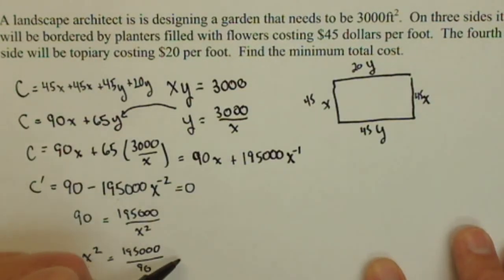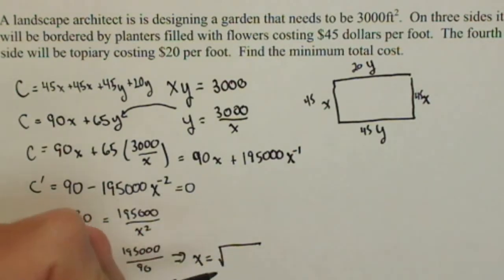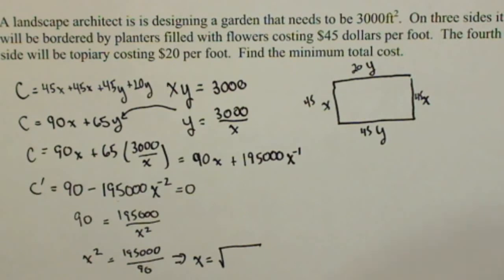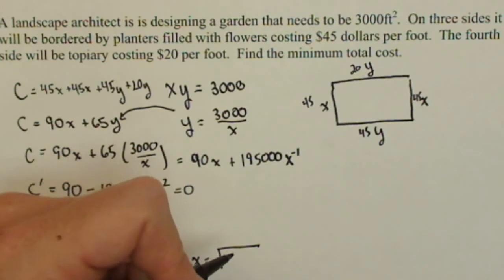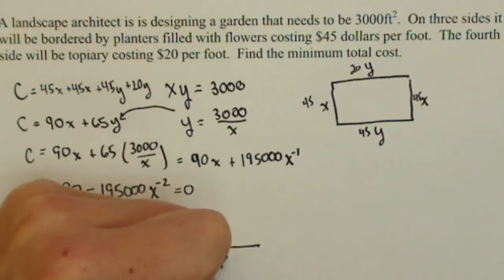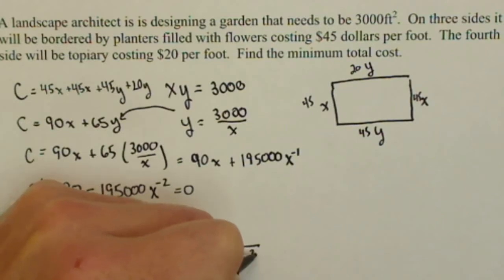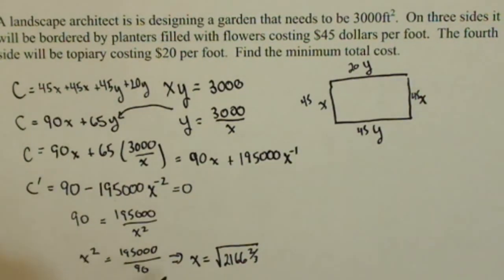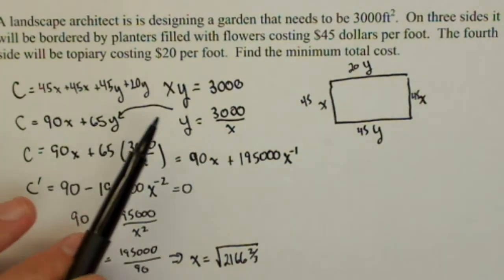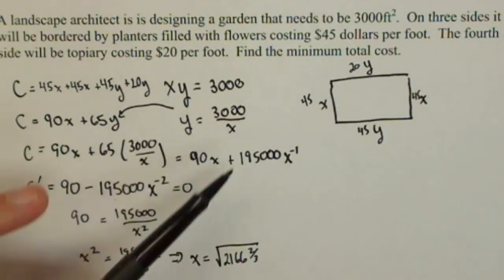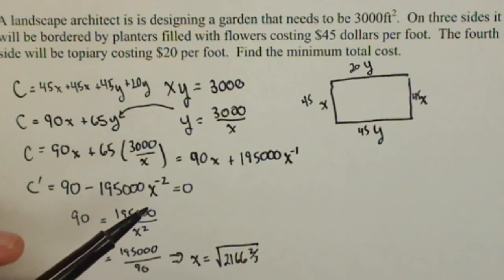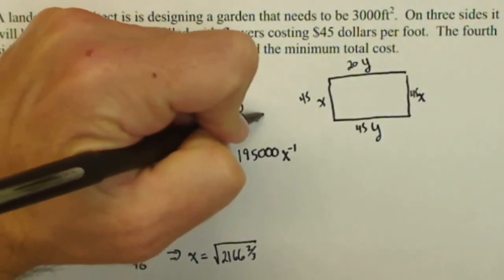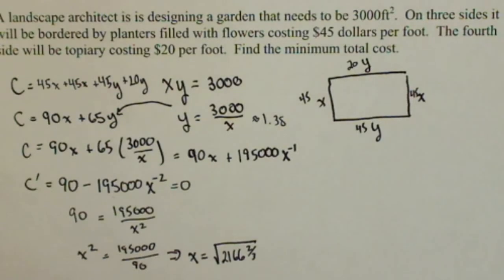Now, we were only asked to find the total minimum cost. So we're going to want to use a nice exact value for x. So x is the square root of, let's write it as a fraction, of 2166 and 2/3. Now what we'll do is we'll take that x. We don't need to find y. We can. Y would be 3,000 divided by this number, so if we wanted it, our y comes out to be 1.38 feet.